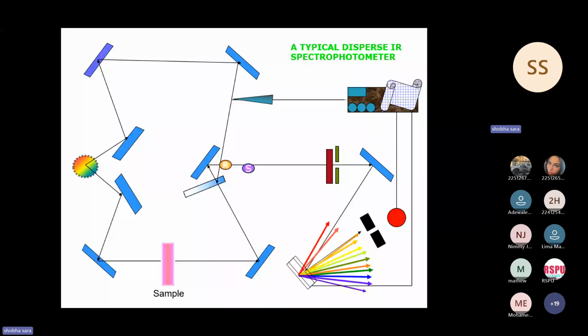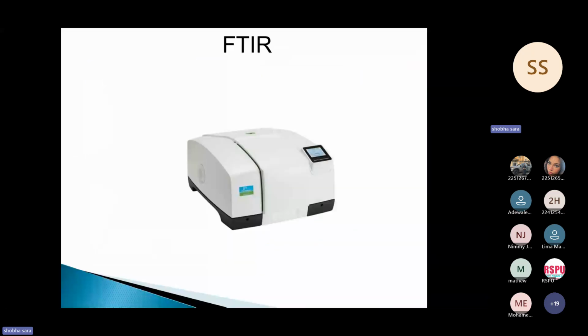For this, an external source of wavelength calibration was required because there was no precision laser. So it was the beginning, mid 1960s, when they made this one. It had several drawbacks. Low sensitivity was bad. So this was the dispersive type. Then came the Fourier transform infrared spectrophotometer. Here, the working principle is different.